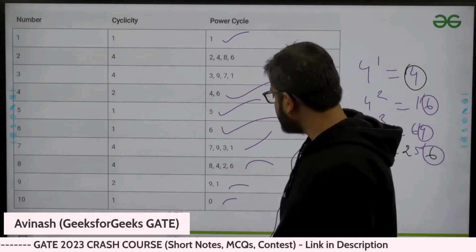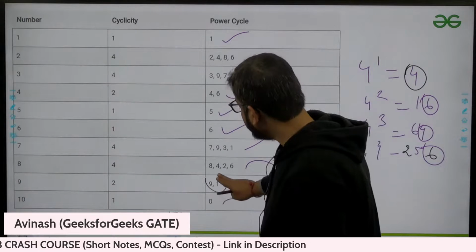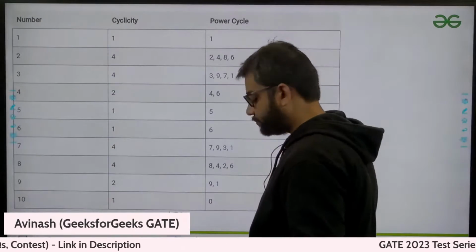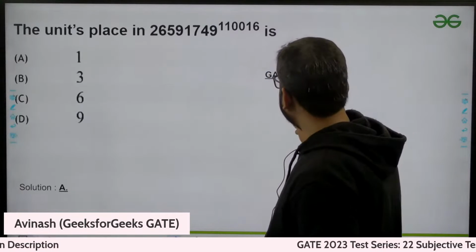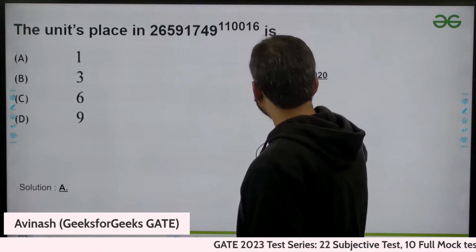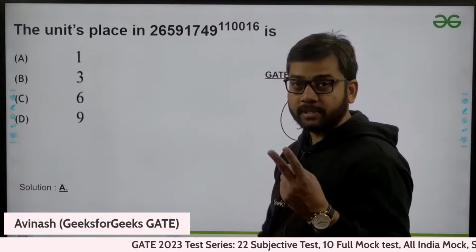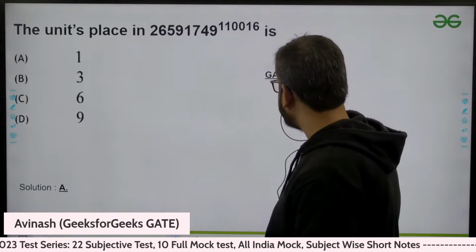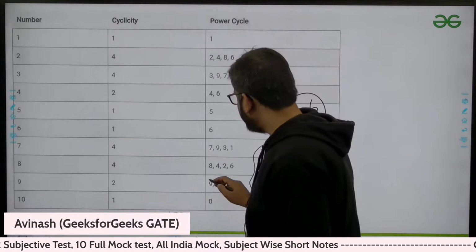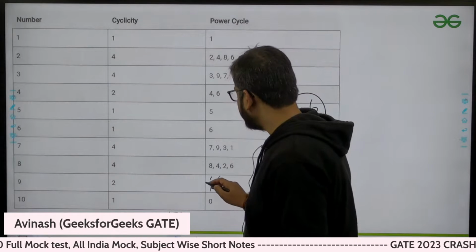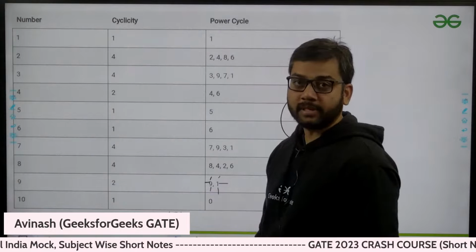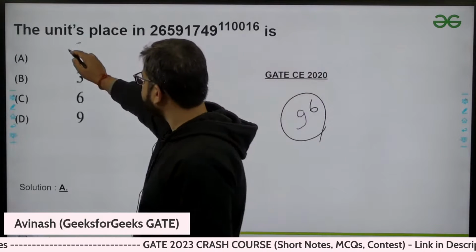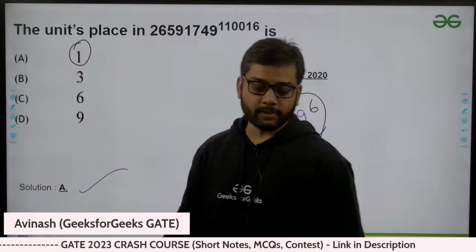But once in the question for 9, what have they written? 9 and 1. So check this part. We have to find out 9 to the power 6. So 9 to the power 6 means 1, 2, 3, 4, 5, 6. So the last part is coming at 1. So the last digit will be 1. This is the property of cyclicity.